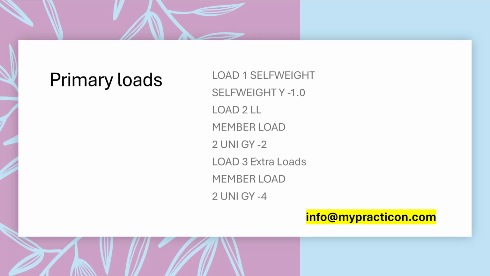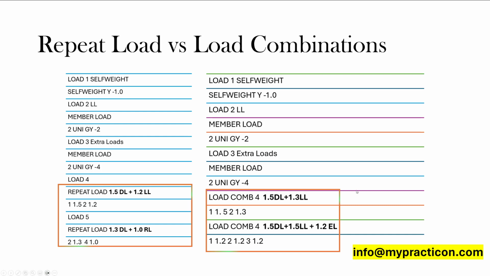How will these load cases be applied into the combinations with respect to the factors? In STAAD Pro, we have two types of load combinations that can be applied together to the structure to perform the analysis and design. The first one is repeat load. The second one is load combinations. What do the repeat load and the load combination actually mean?